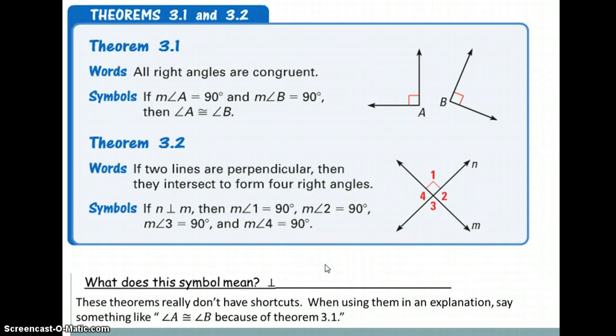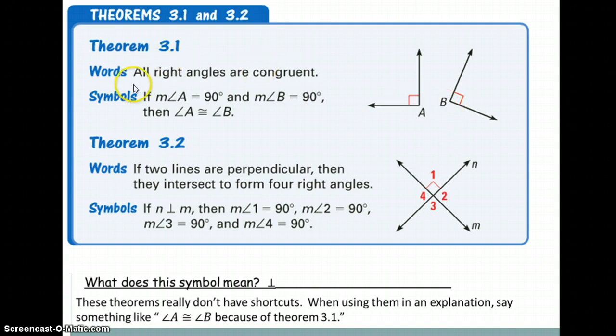Theorem 3.1 says that all right angles are congruent. Think about that for a second. The big red box here on angle A means right angle. The big red box on angle B means right angle. How much do all right angles equal? 90 degrees. So if this angle A equals 90 degrees and angle B equals 90 degrees, wouldn't they be congruent?